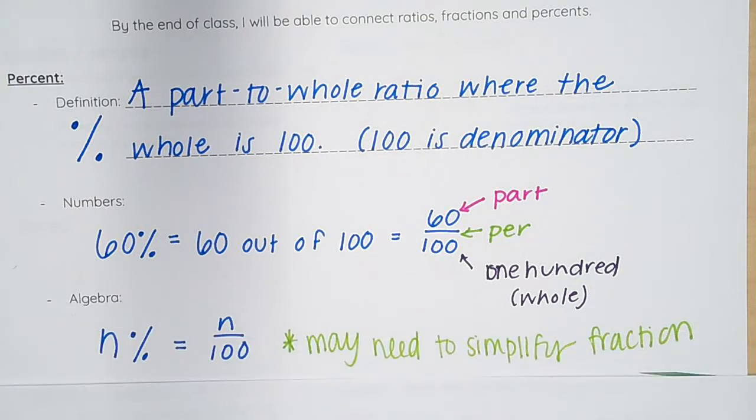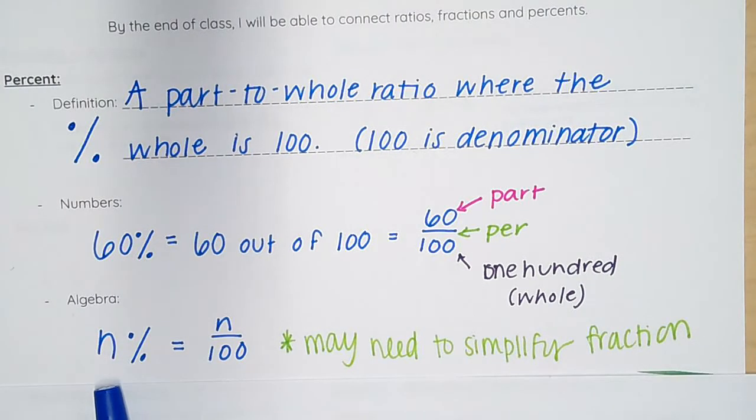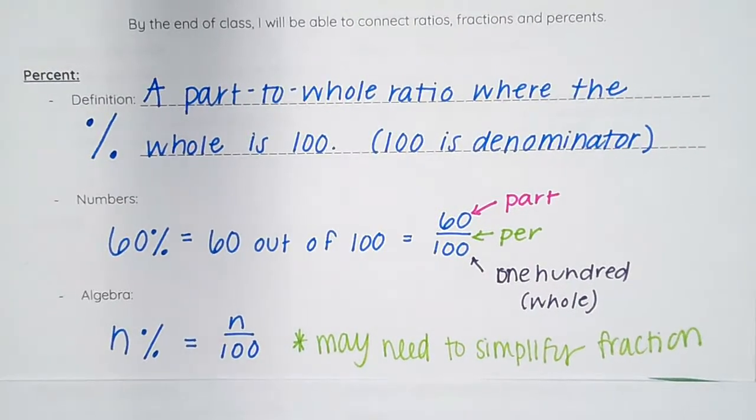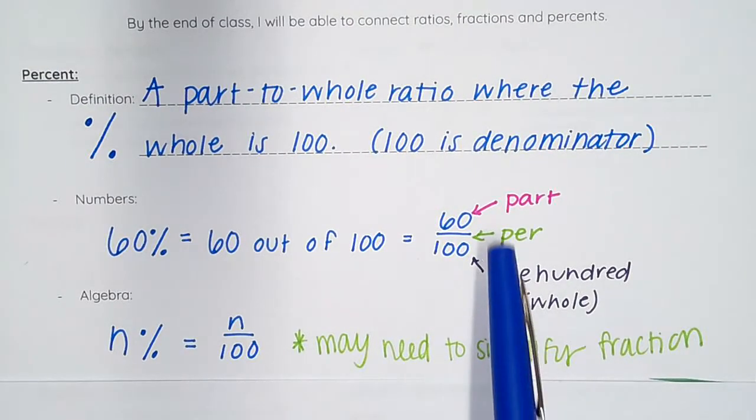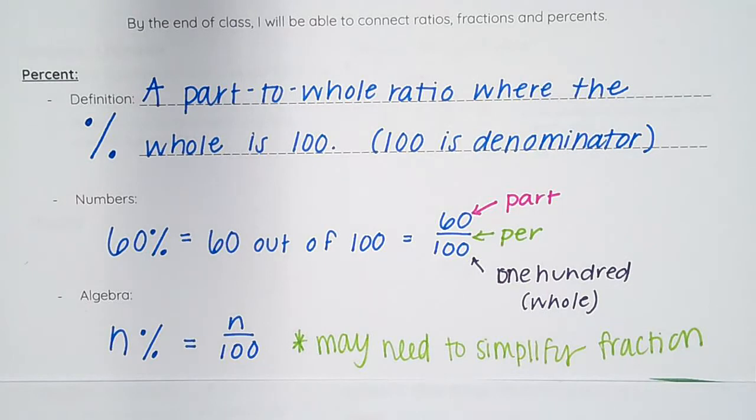How do we write this algebraically? N percent is then equal to n over 100. You may need to simplify your fraction though. So for here, we would have to simplify that.